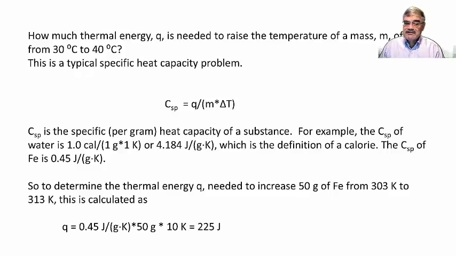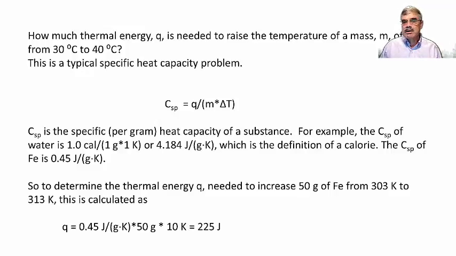For iron, the specific heat happens to be 0.45 joules per gram per Kelvin. So the specific heat of iron, 0.45, is a lot less than the specific heat of water, which is 4.184. That tells you something: it takes more thermal energy to increase the temperature of water than it does of iron. It takes almost 10 times as much because the specific heat is 10 times larger.